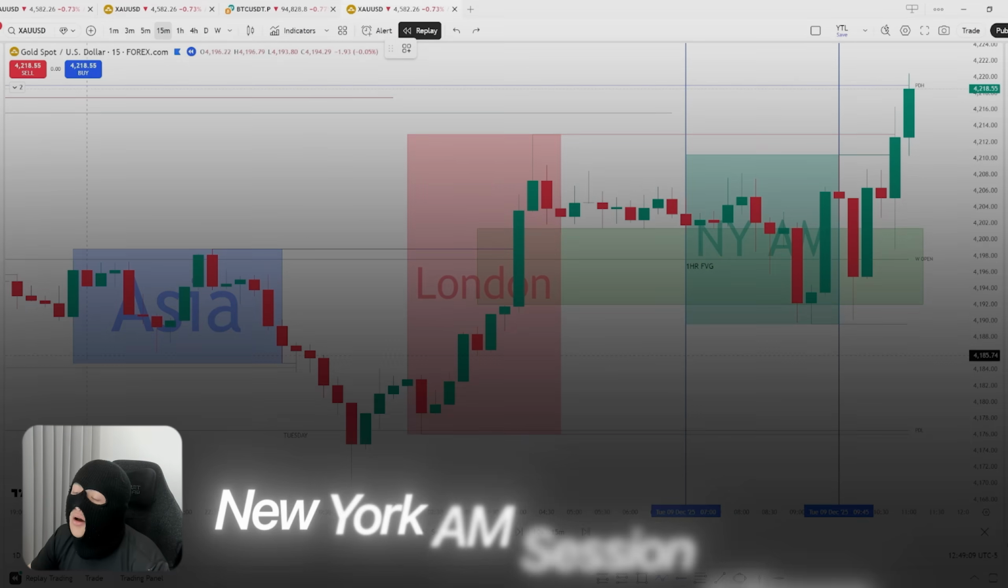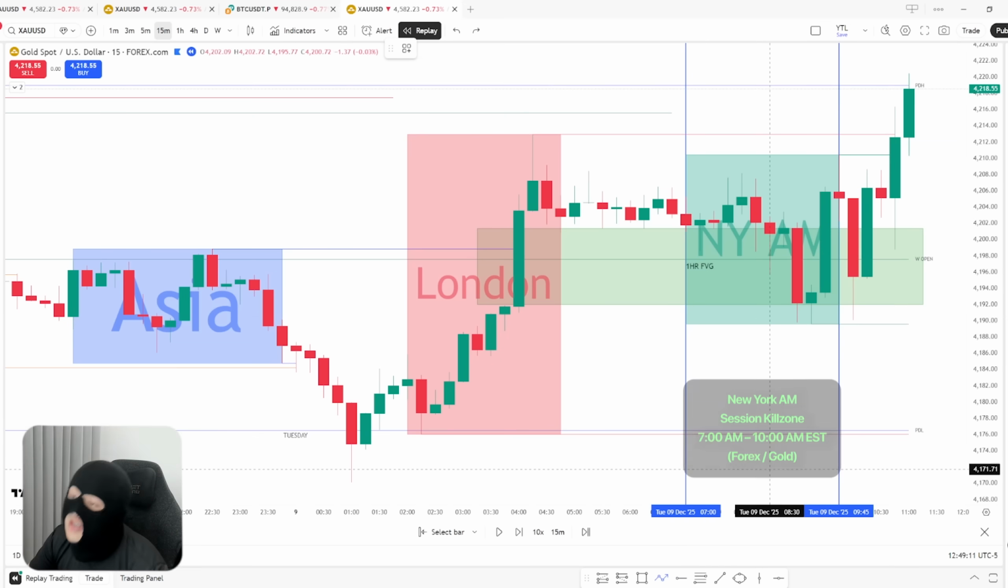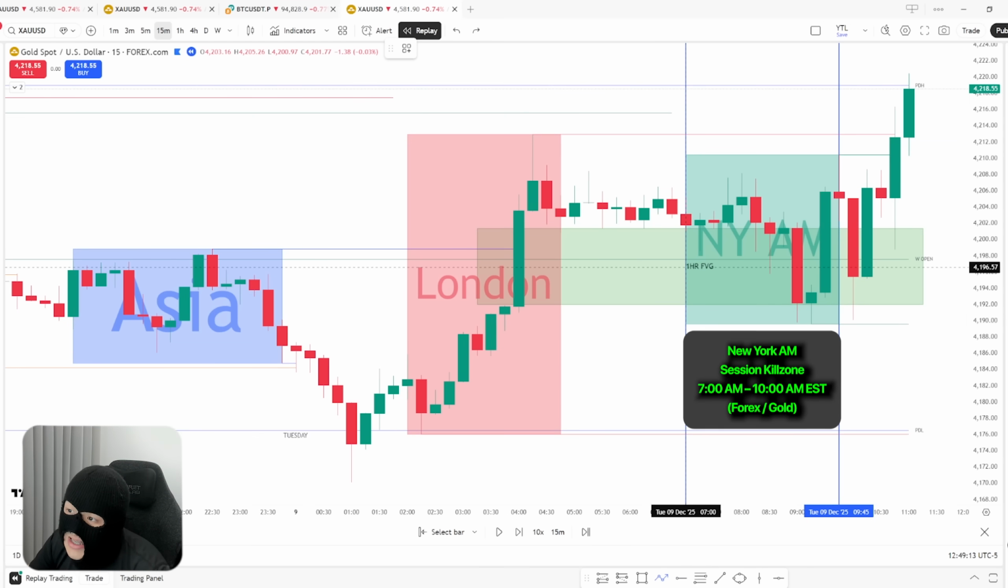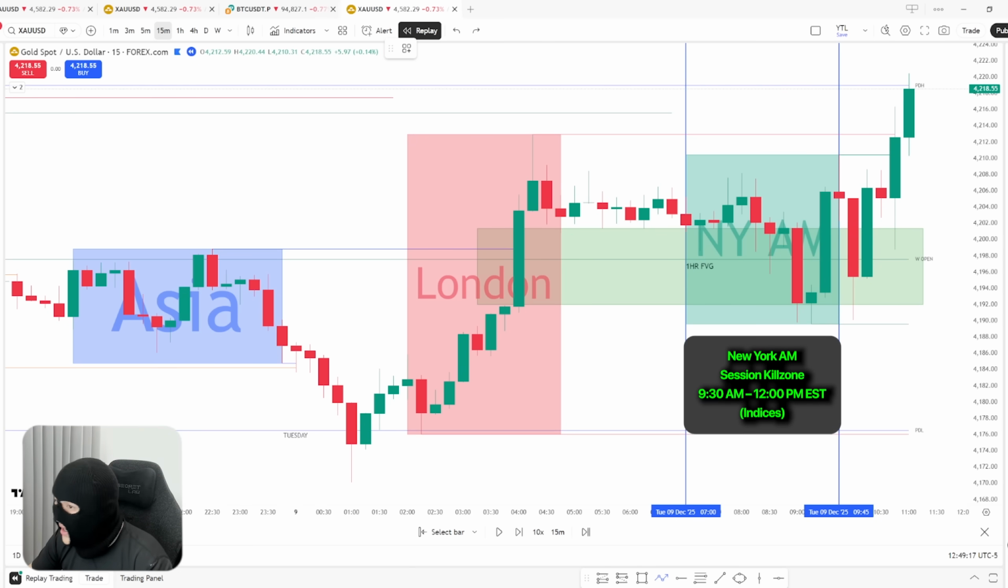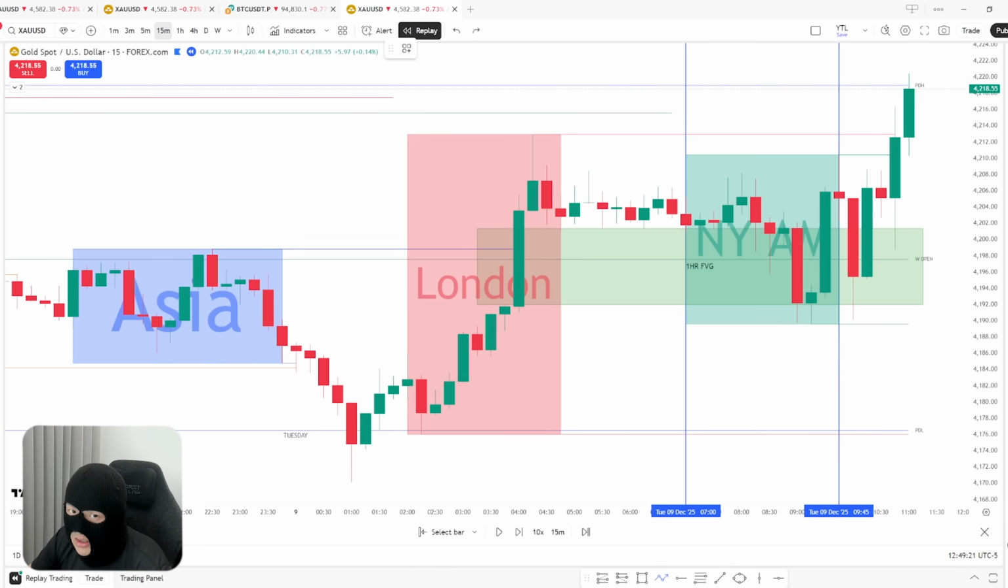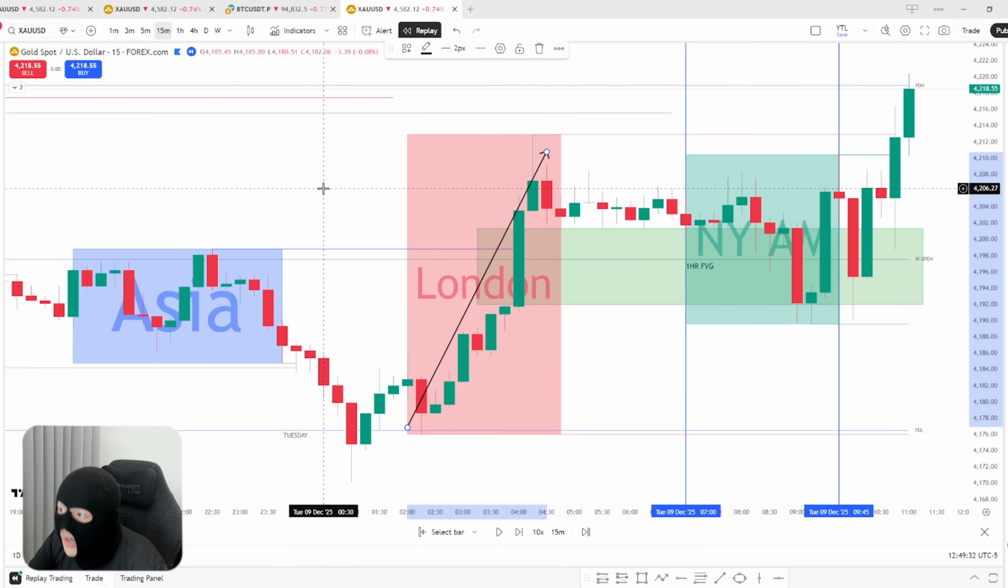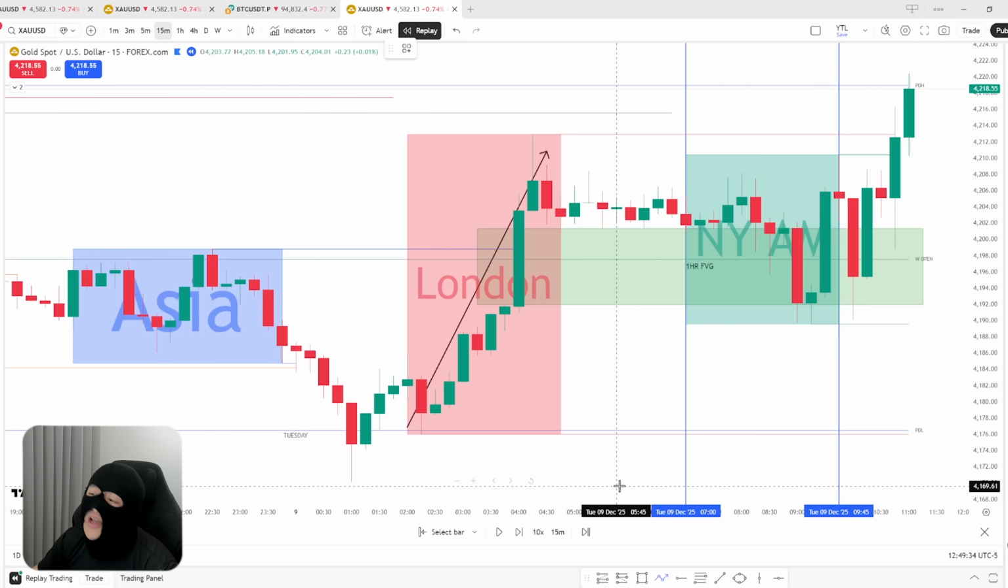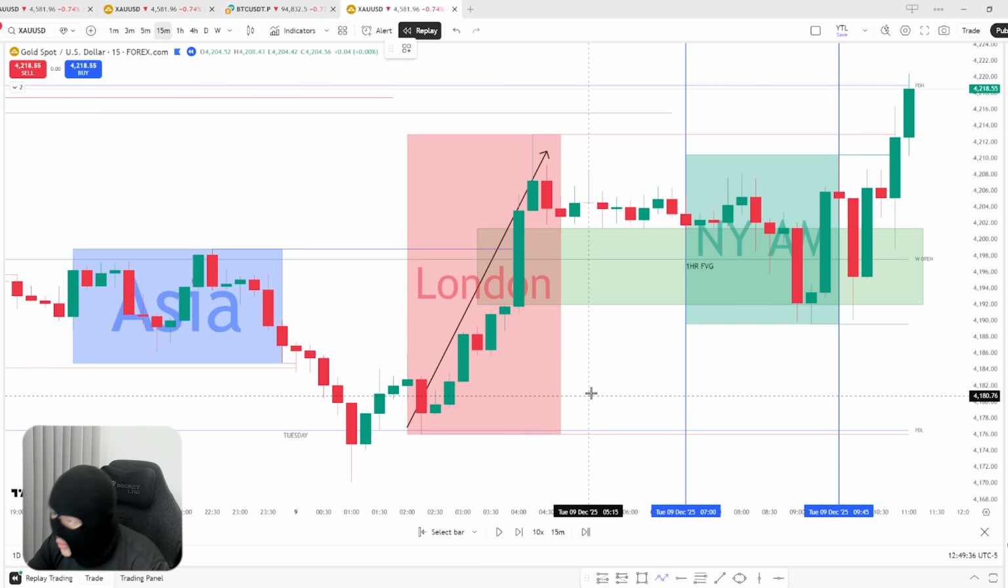Next, the New York AM session kill zone. This happens from 7 a.m. EST to 10 a.m. EST, or for indices, 9:30 a.m. to 12 p.m. EST. This kill zone mainly focuses on the USD pairs. This kill zone is unique for a few reasons. By the time New York opens, London has already made its move. Liquidity has been taken, structure has formed, and now we have the context for the rest of the day.